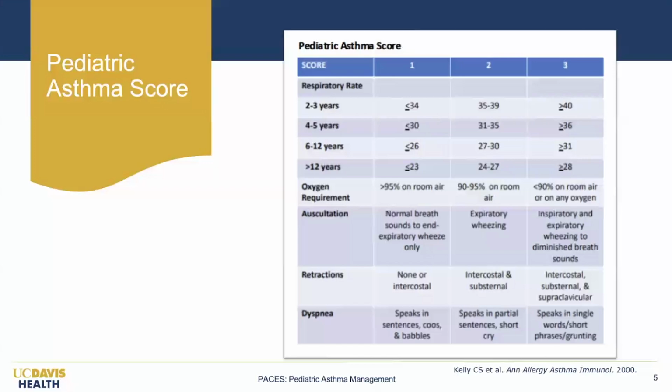And then our final category is dyspnea. I think this can be a little bit more tricky in our younger population, but it gives us a framework to think about these kids.